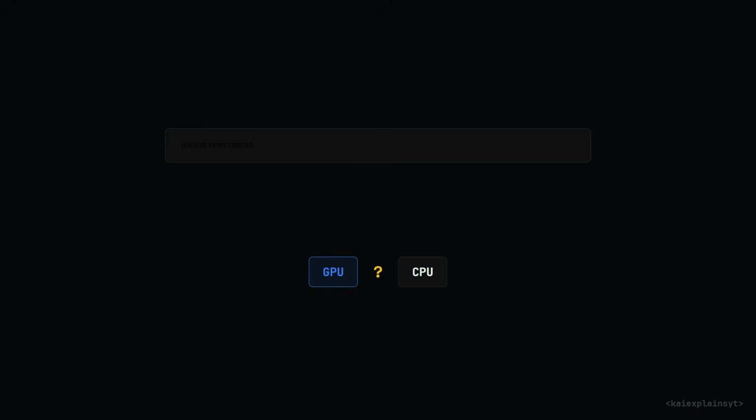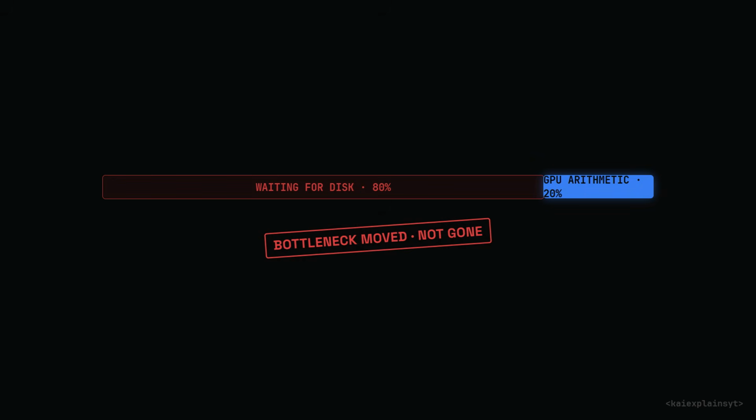Someone on the Hacker News thread asked the obvious question. If you are bottlenecked on SSD bandwidth, why even use the GPU at that point? A CPU would be just as fast. The author replied that the GPU still does the arithmetic far faster than a CPU once the layer arrives, and that every tier you can pull into the pipeline helps. The bottleneck moved. It did not disappear.